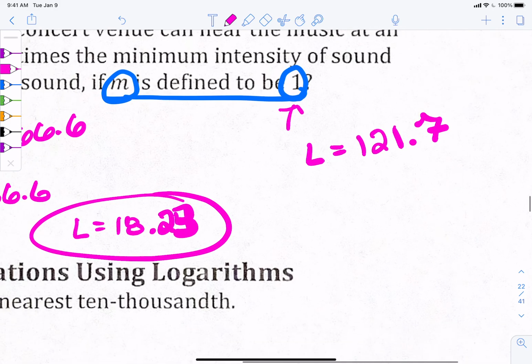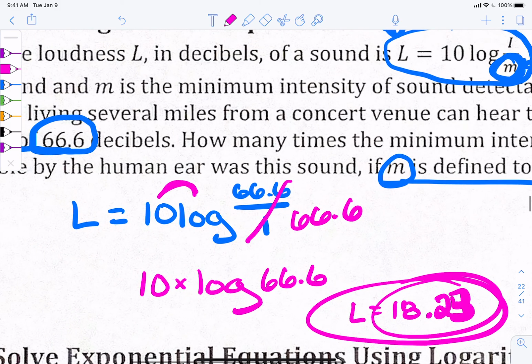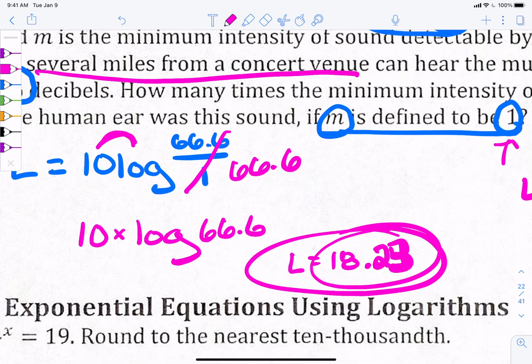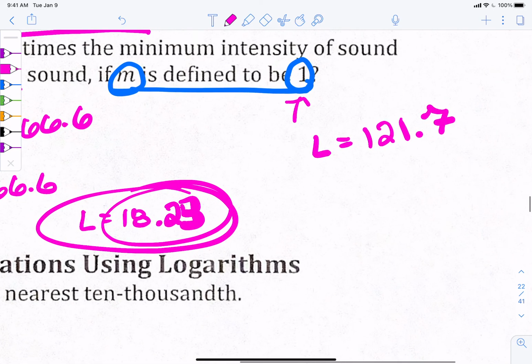So they're hearing it at an 18, okay, which is not terribly loud, but take into consideration that they are several miles from the concert. So they're actually hearing a decent amount of noise from this concert, right? If the loudest shout possible is a 121.7.